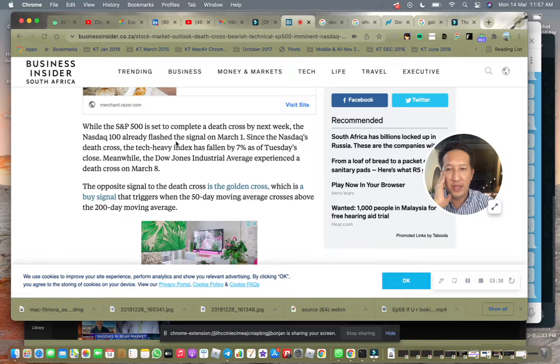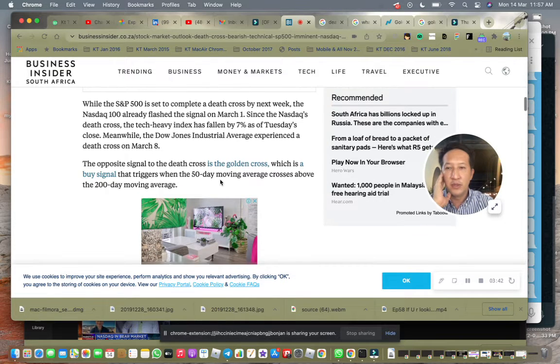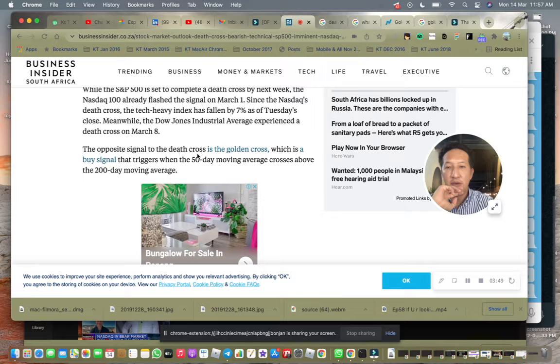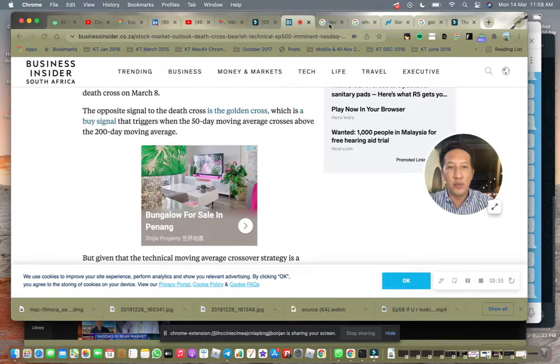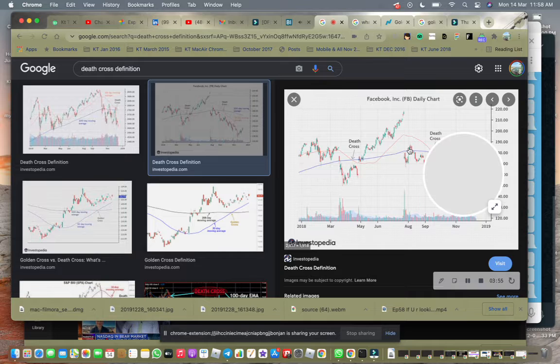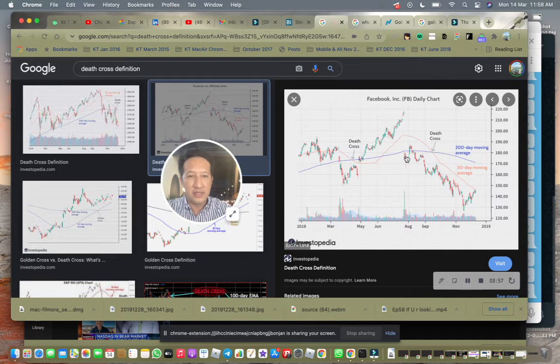If you're looking at buying the dip, the Nasdaq has really fallen around 7%, and the Dow Jones Industrial Average around 8%. Of course, the opposing signal of the death cross is a golden cross, which shows as a buy signal. I'll just show you what a death cross means. Okay, death cross is actually like this.